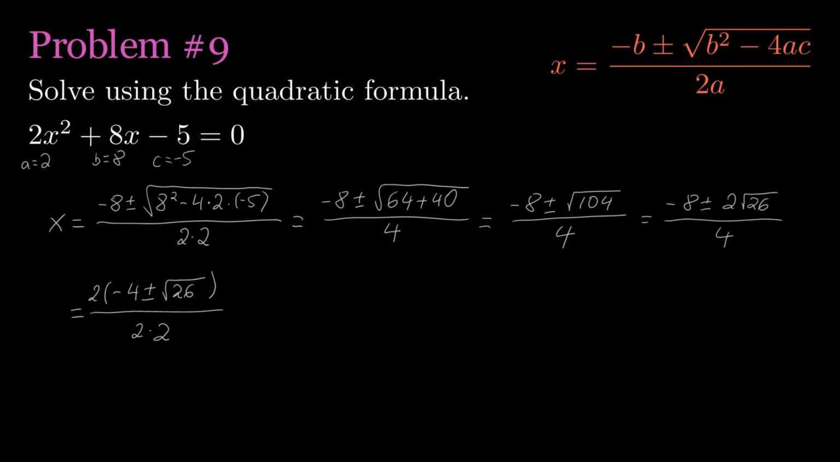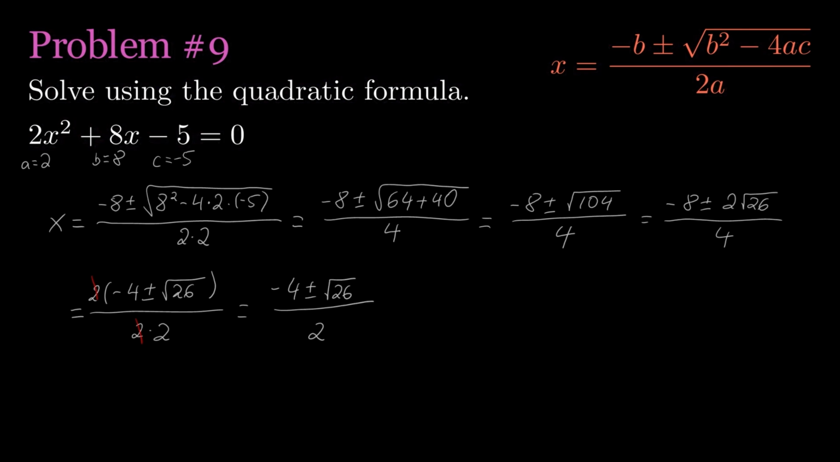Now we can simplify the 2's as factors of the numerator and denominator, and that leaves us with these two solutions of negative 4 plus or minus the square root of 26 over 2. And again, to remind you, one of them is with plus, one of them is with minus.